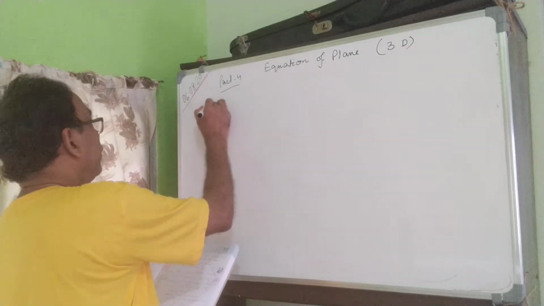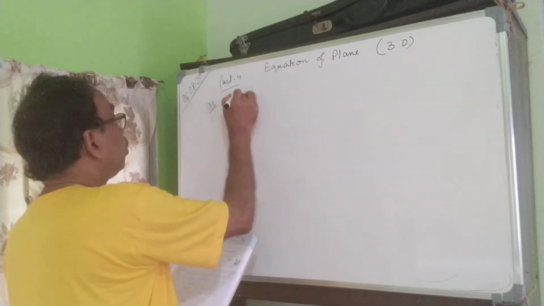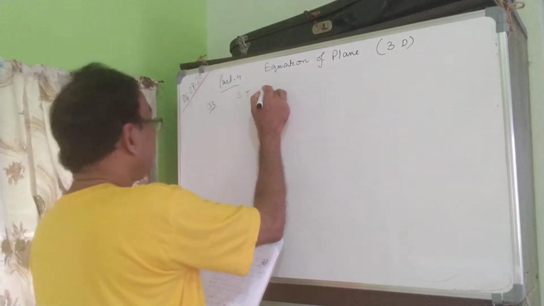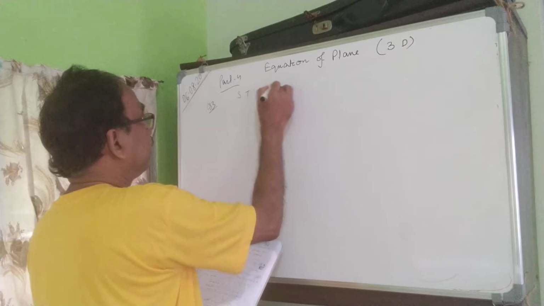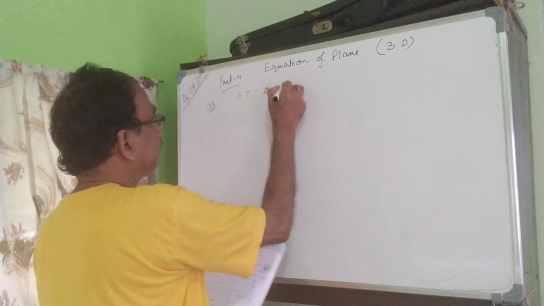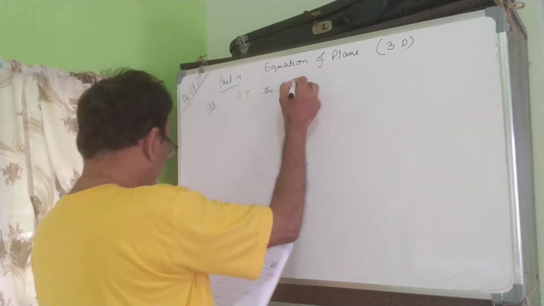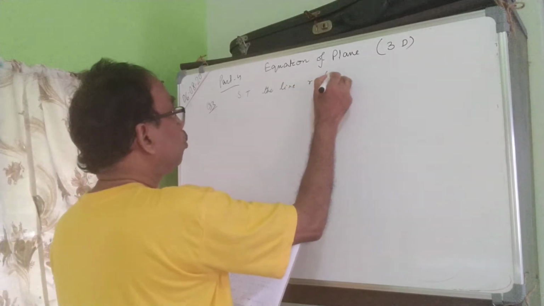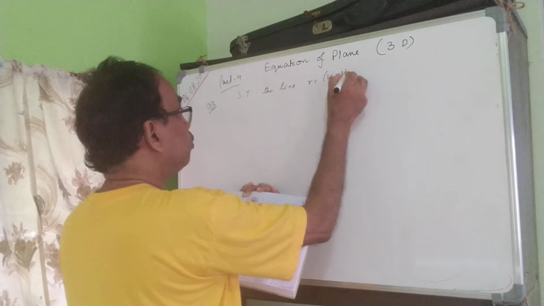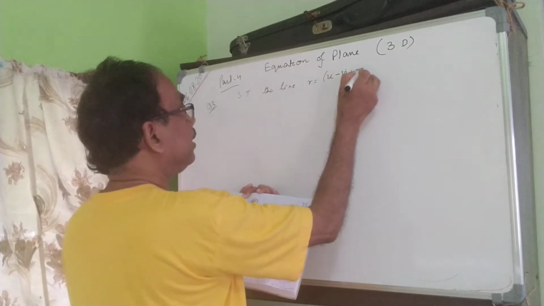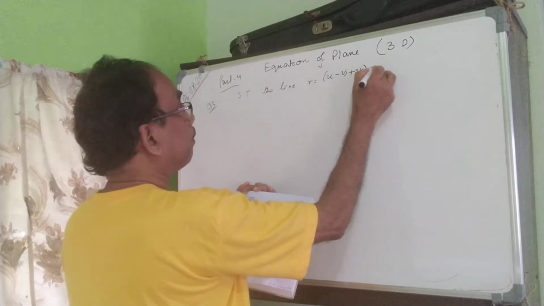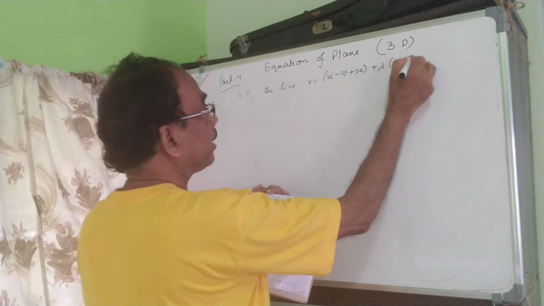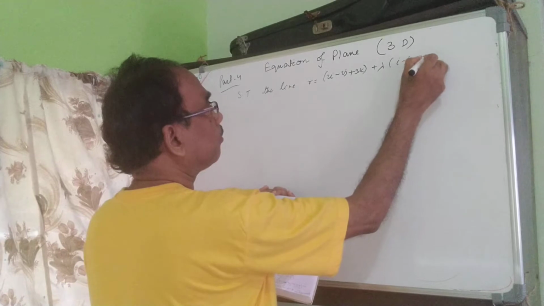Question number 3: show that the line whose vector equation is r equals 2i minus 2j plus 3k plus lambda times (i minus j plus 4k).